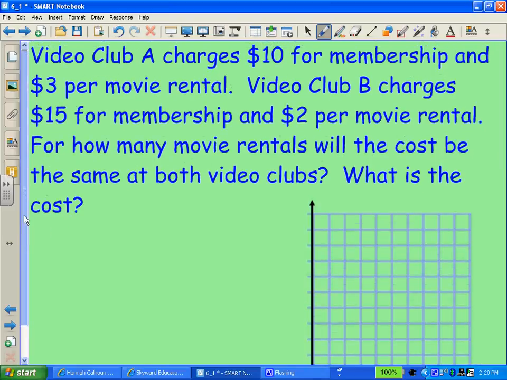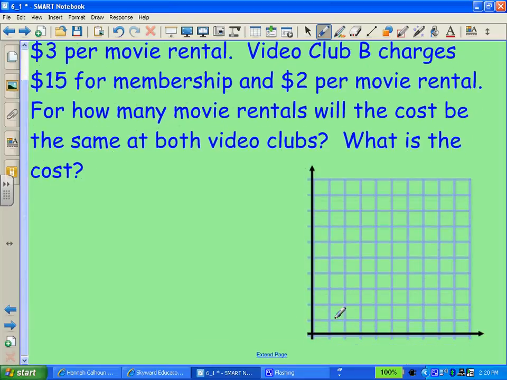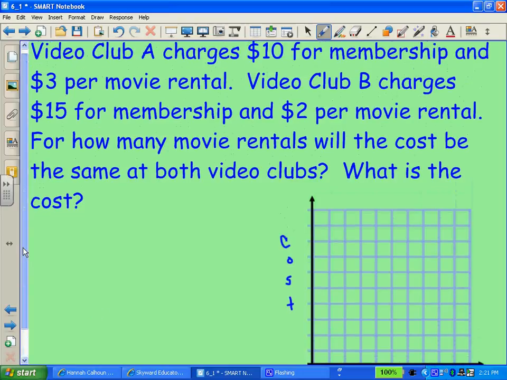Alright, so once again, let's let X be how many movies they rent, or videos. Should just say DVDs, I think. Nobody really says videos anymore, do they? And then Y is going to be the cost that the video store charges.